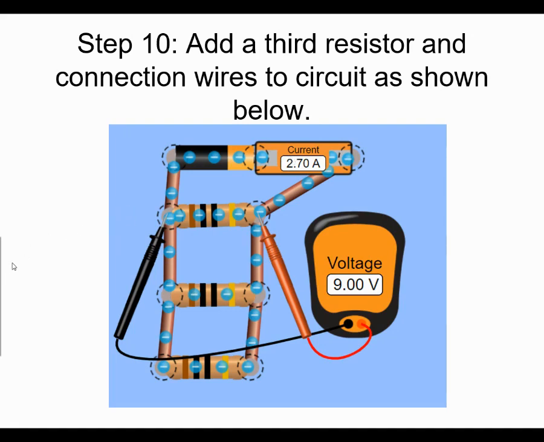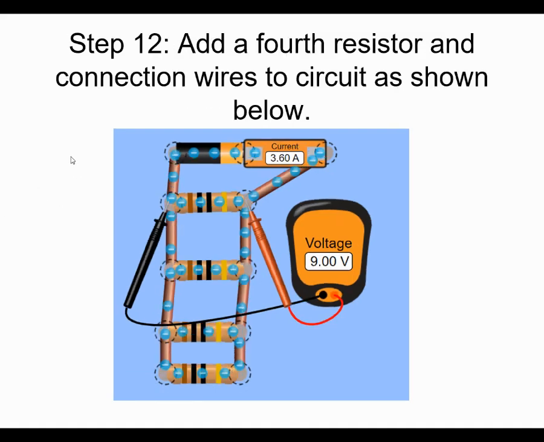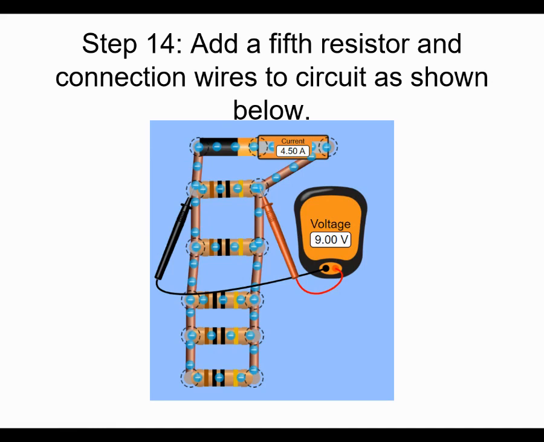So then, what is the voltage? What is the current? What's happening with this? Then you want to bring in a 4th resistor. Just like that. Make sure you get it all nice hooked up, set everything. And just like before, what's the current, the ammeter? What's the voltage reading? Then you get to bring in a 5th resistor.